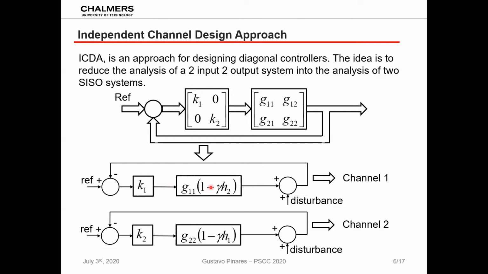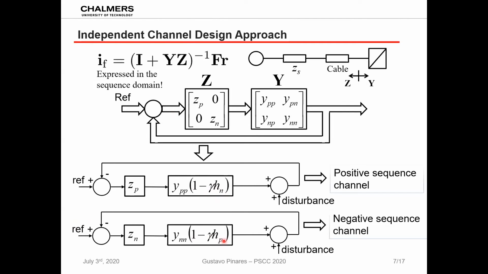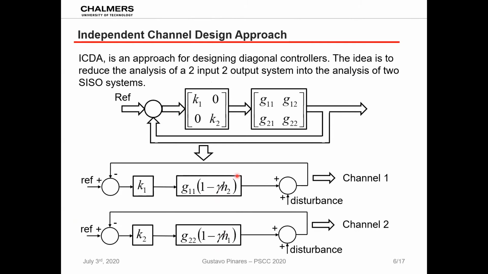They are not completely independent. The impact of each channel on the other can be seen in these two terms, gamma H2 and gamma H1. So we have the impact of, say, channel 2 on channel 1 given by this term.